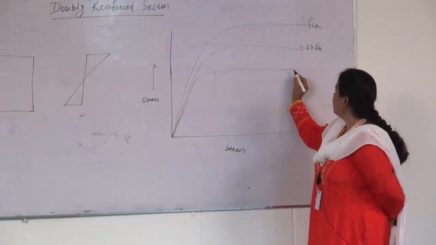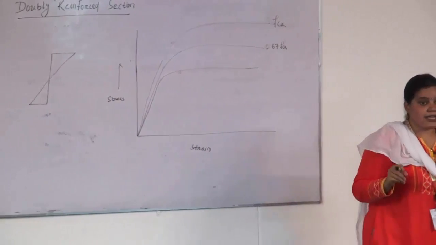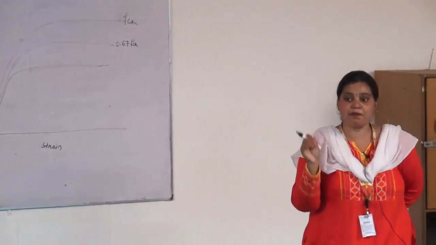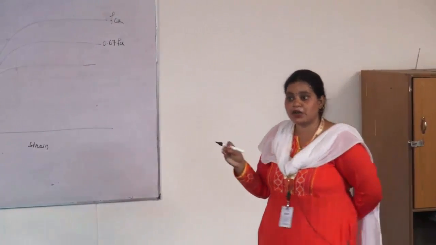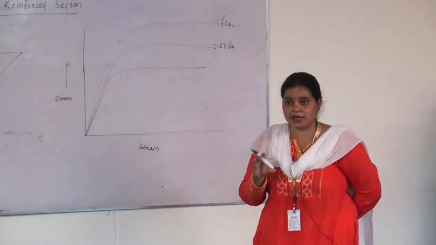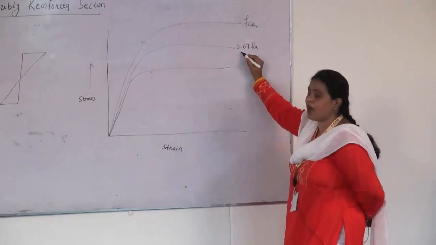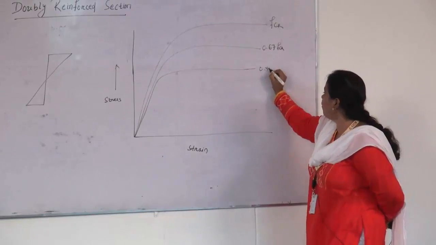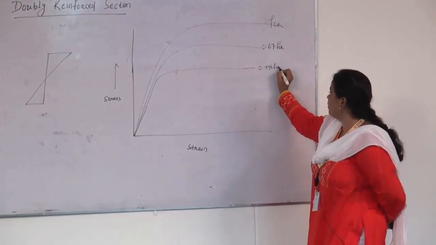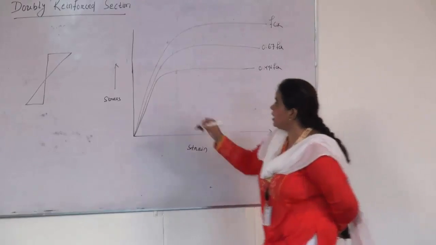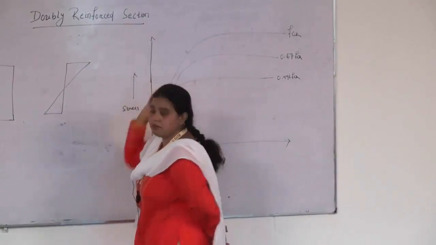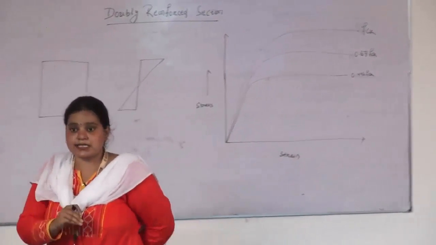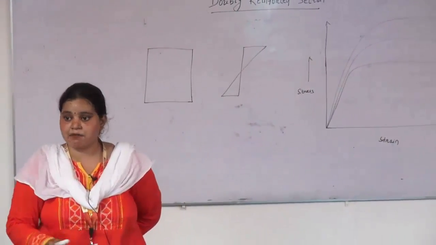Now here, what do you do? Divide by the partial safety factor of that material. So for concrete, what partial safety factor do you have to take? 1.5. So again you have to divide by 1.5. How much will it be? 0.446 FCK. 0.446 FCK.